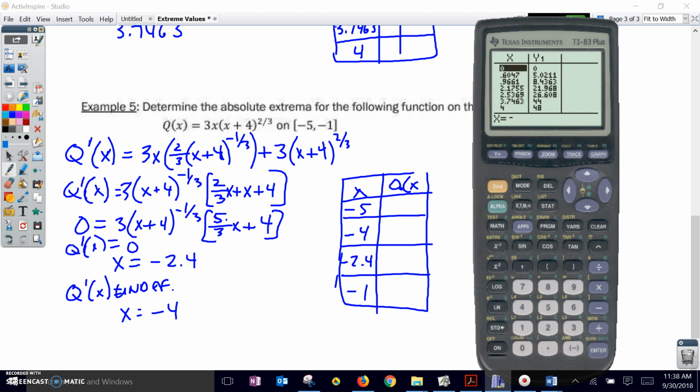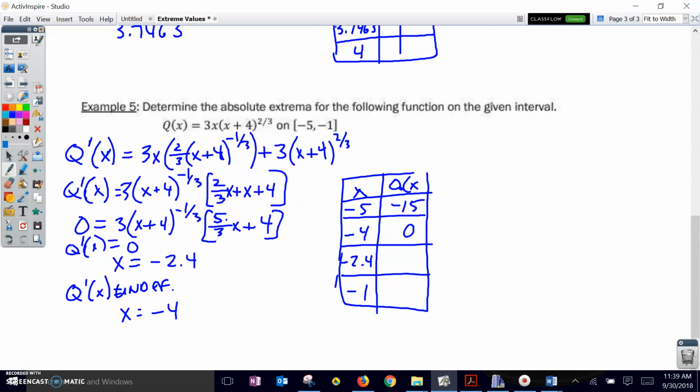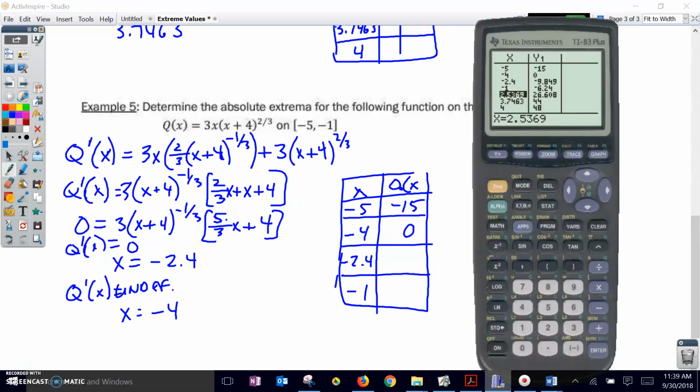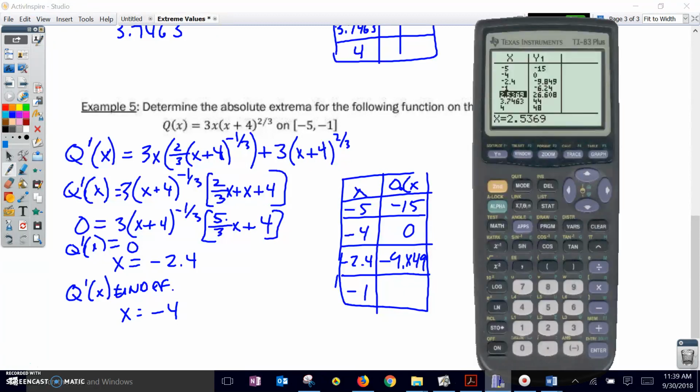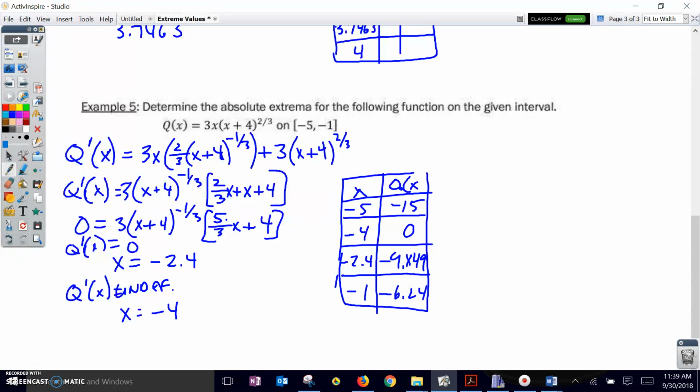Negative 5. Come on, negative sign. Negative 5. Negative 4. Negative 2.4. I'm having a lot of calculator issues. And negative 1. And so I got negative 15, 0, negative 9.49, and negative 6.24.